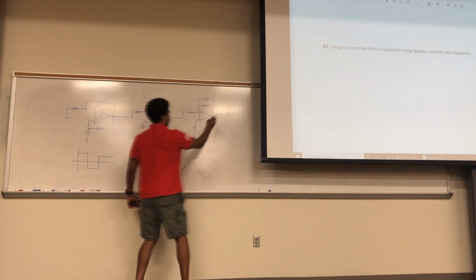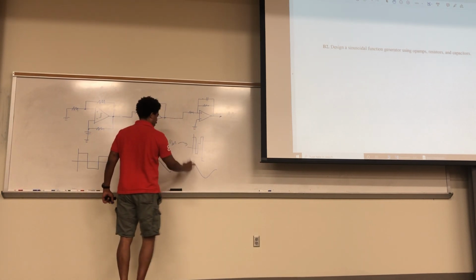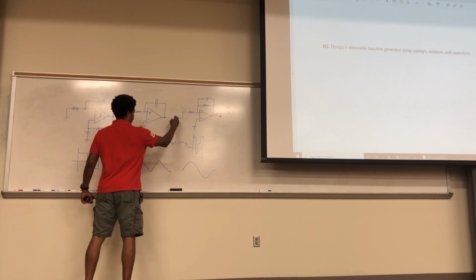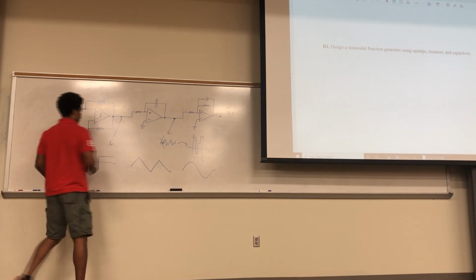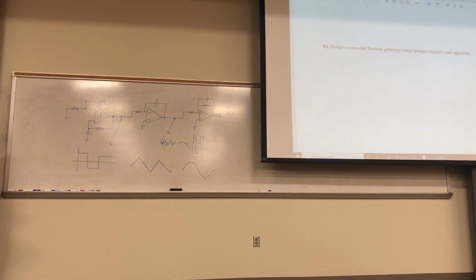So here's your output right here. So that third output is this. This output right here is that triangle wave. This output right here is the square wave, or rectangle wave.